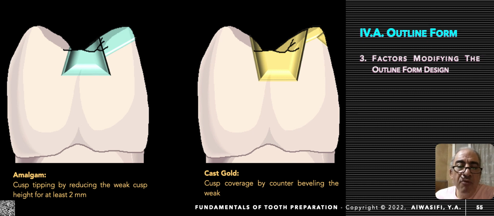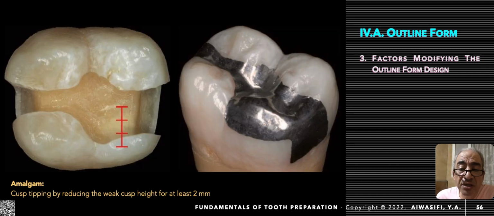For cast gold, you are not in need to cut 2 millimeters, just allow for beveling, bevel and counter bevel, and it is called cusp coverage. This is the final shape of cusp tipping. This is the weak cusp.